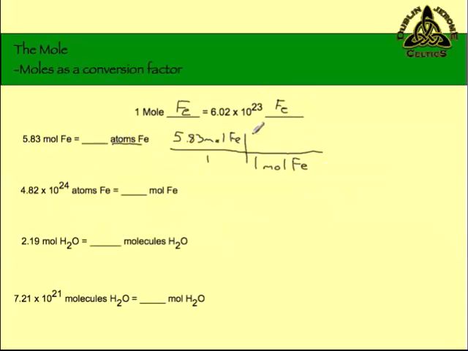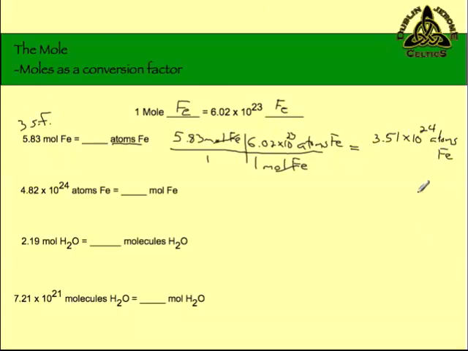And on the top then, the other part of my conversion is 6.02 times 10 to the 23rd atoms of iron, because iron is an atom. Moles cancel out, and using dimensional analysis, I can multiply 5.83 times 6.02 times 10 to the 23rd. I start with 3 significant figures in my problem, 3 sig figs. So I need 3 to end with, and my answer is 3.51 times 10 to the 24th atoms of iron.